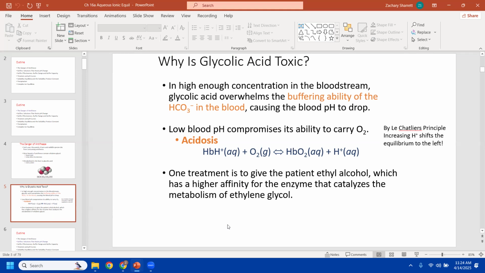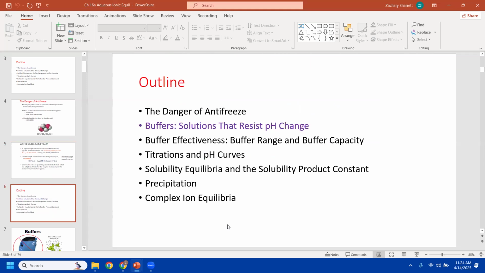So what is a buffer? Does anybody in here know about buffers? Should we learn about buffers? What is it? You have no idea? It is a solution that resists pH change.